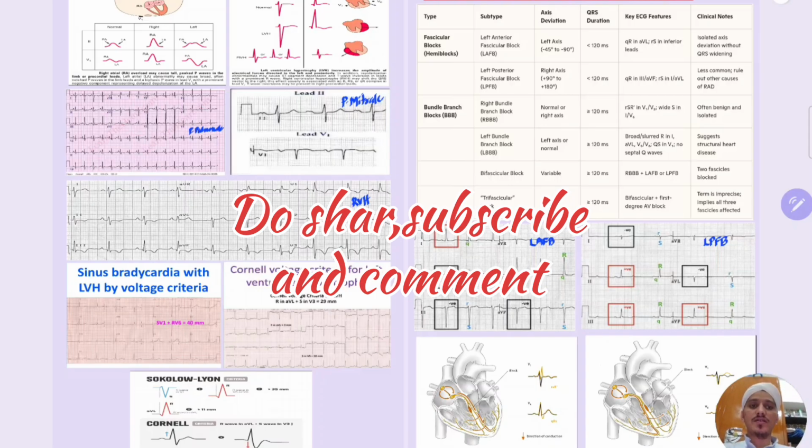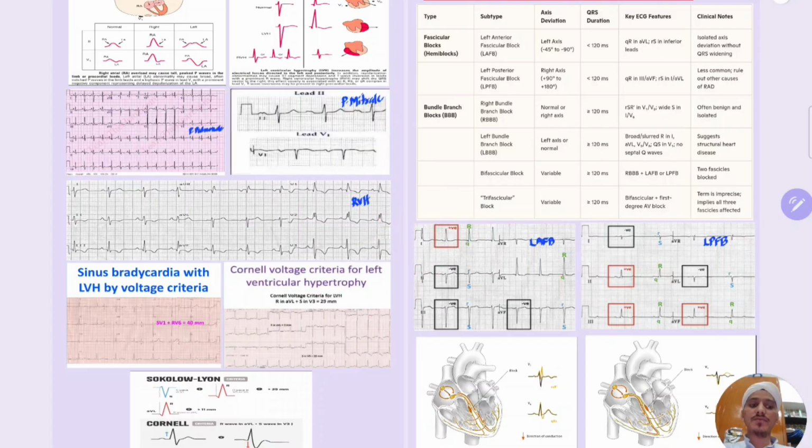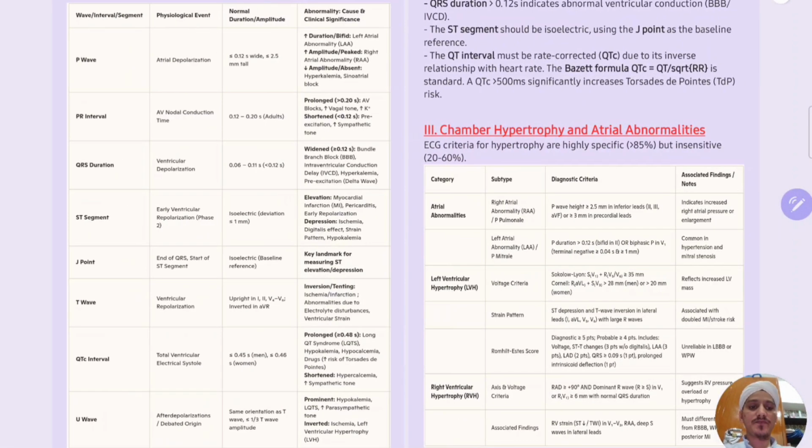So we will discuss the further topics of ECG today. Yesterday we learnt about the chamber abnormalities. Before going on to the further topic, which is ventricular conduction disturbances or blocks, one thing I forgot to say yesterday.